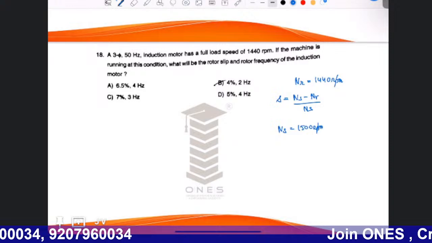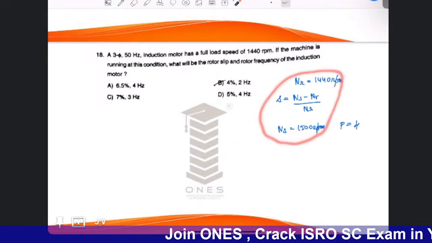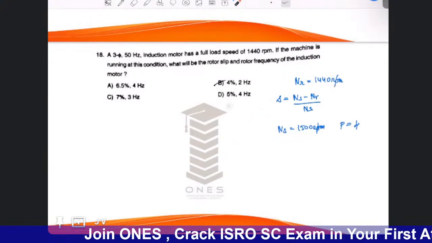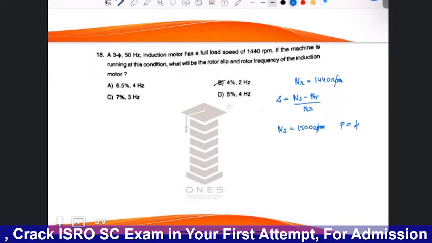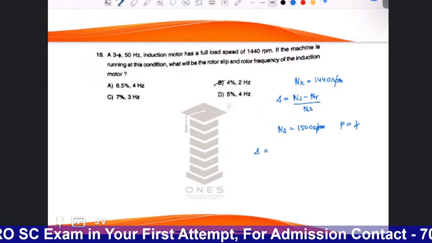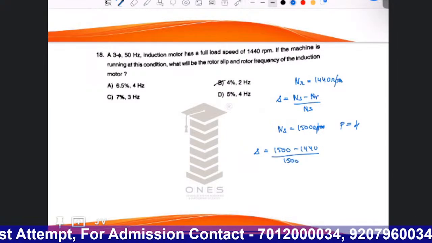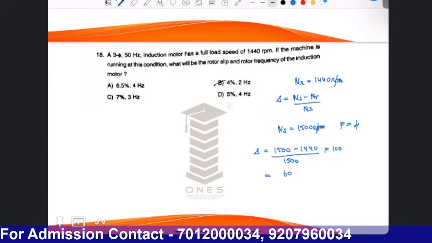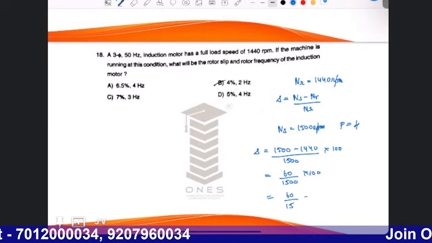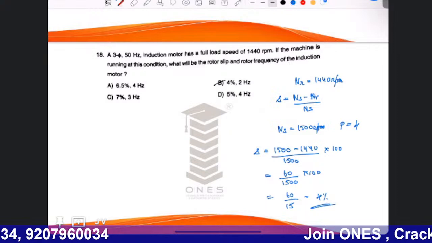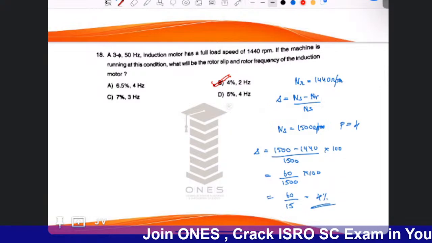1500 rpm. That is, number of poles will be equal to 4. Why? Because that is the nearest speed, right? The synchronous speed nearest to 1440 is what? 1500 rpm. So if we substitute this value into our equation, we will get 1500 minus 1440 by 1500 into 100. That is 60 by 1500 into 100, or 60 by 15, that is equal to 4%. Okay, so there is only one option with 4%, that is option B, 4% and 2 Hz.